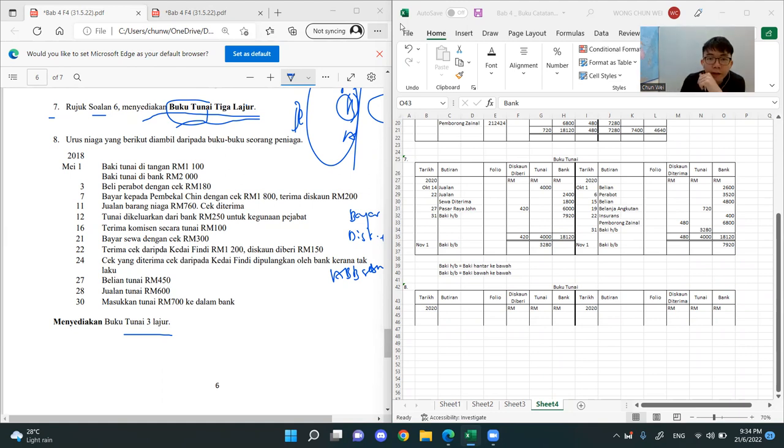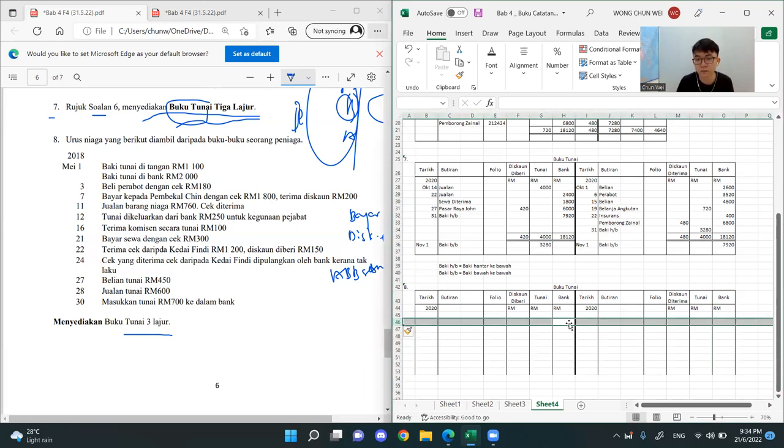Okay, if done, give me 8 in the chat box, yeah? So that I know you're done. Okay, for those that are done, look at question 8 and try to imagine how to do it. See if you can do it or not. Buku tunai is actually very simple. This question is very straightforward. Okay, 9:35. I'll continue.